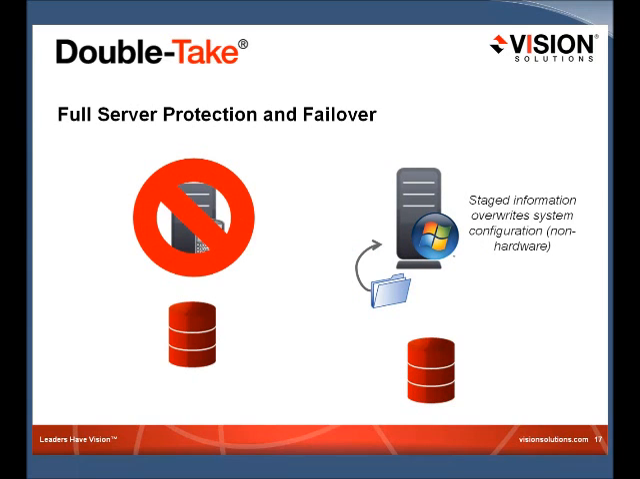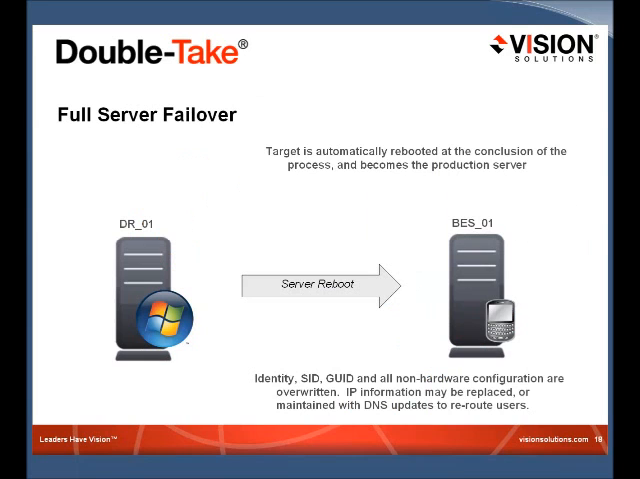Should you have a source failure, on the target we're going to take that replicated system state from the source and apply it to the target system state. We're going to merge that source system state into the target system state and reboot that target server. Once it's rebooted, it's going to come up and logically be identical to the source server. Again, all the identity, the SID, the GUID, anything non-hardware on the target system state is going to be overwritten. And so that target is going to come up with the full functionality and all of the data that the source had, because that's been protected using real-time replication.